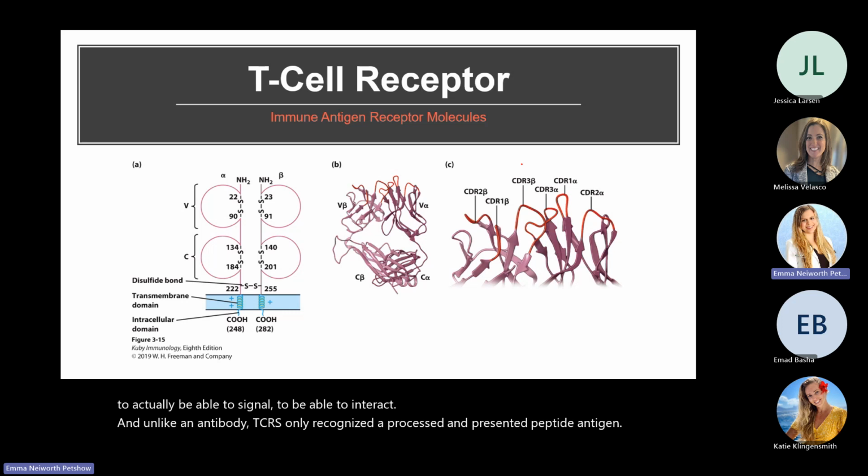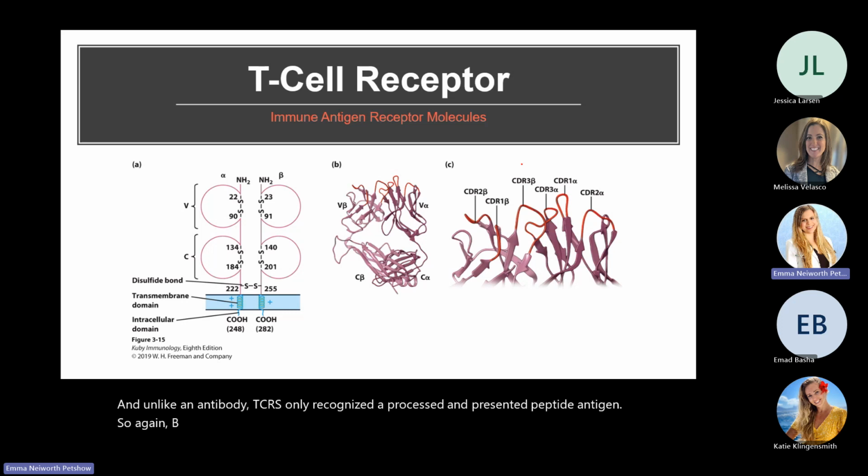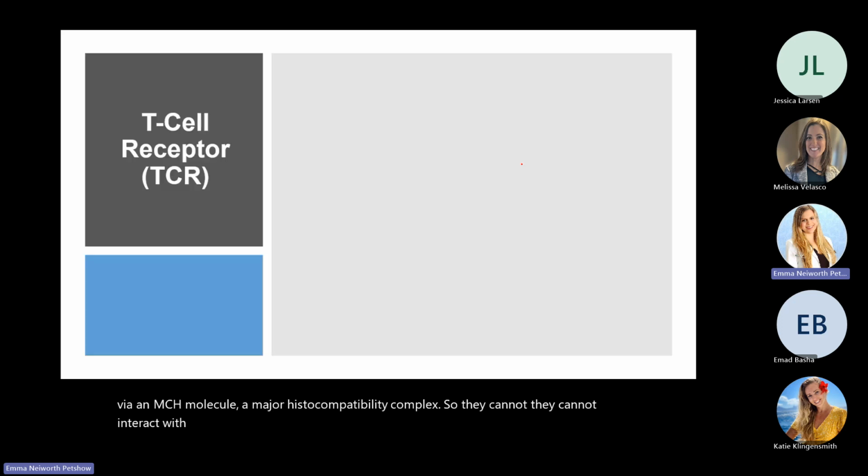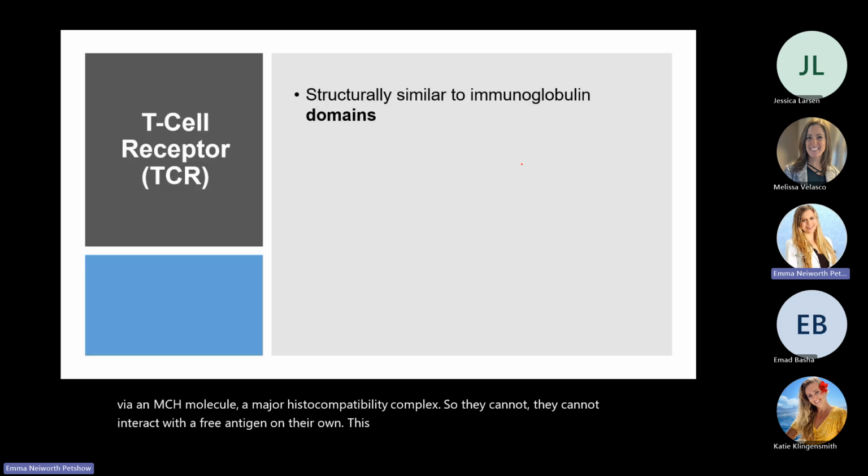So again, B cells can roam around, and if they find something they're sensitive to, they can bind to it on their own. T cells are divas, no offense. They have to have a packaged, presented antigen via an MHC molecule, a major histocompatibility complex. So they cannot interact with a free antigen on their own. This is why T cell activation is much more tightly regulated. It has to be controlled.